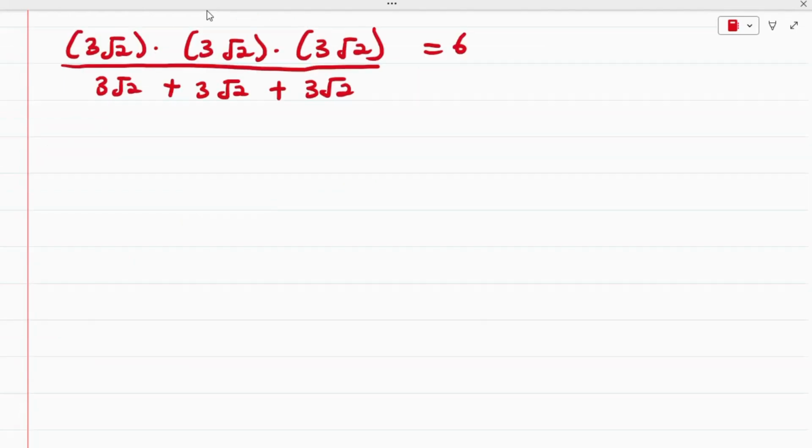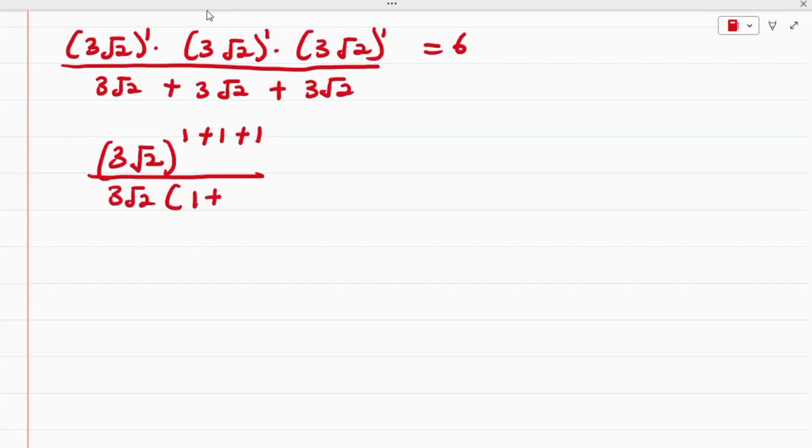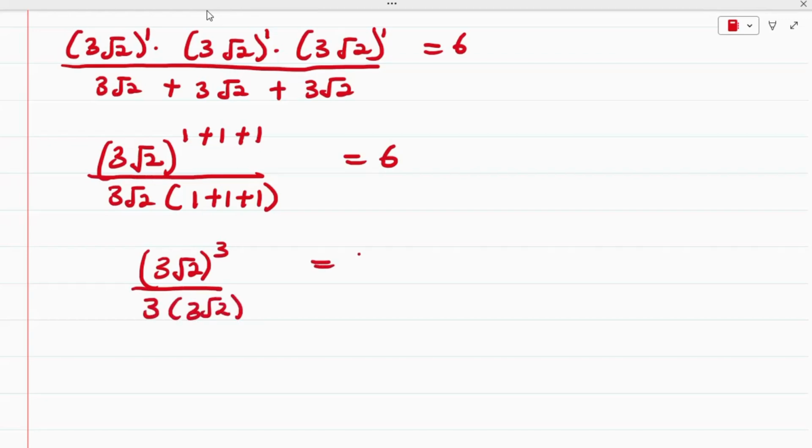We know that this is raised to the power of 1, raised to the power of 1, and raised to the power of 1, right? Applying the property of exponents, this becomes 3 root 2 all raised to the power of 1 plus 1 plus 1, all over, now factor out 3 root 2, we have 3 root 2 times 1 plus 1 plus 1, and this is equal to 6. So right here we have 3 root 2 raised to the power of 3, all over 3 multiplied by 3 root 2, and this is equal to 6.